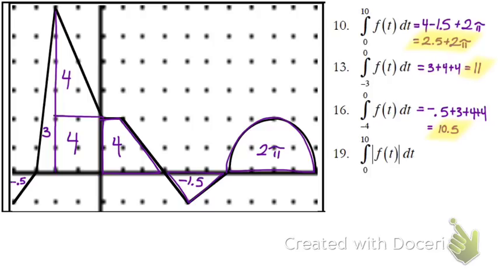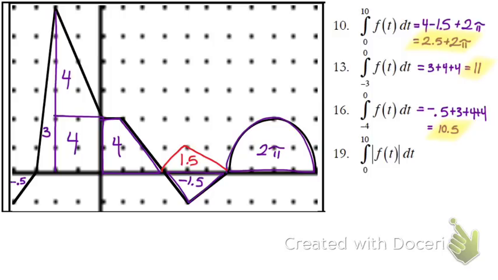So if I look between 0 and 10, from 0 to 3, these values are already positive, so I don't have to worry about it. From 6 to 10, these values are also already positive, so I don't have to worry about it. However, in between those, from 3 to 6, I have this piece of my function that's below the x-axis. The absolute value of that function would look like this, where it has a positive 1.5 units of area.